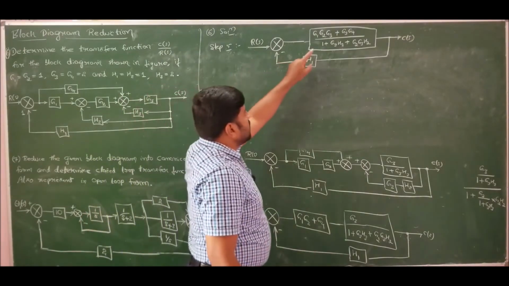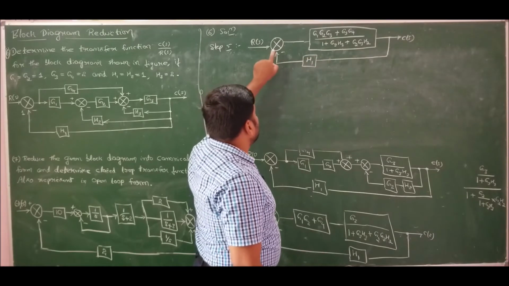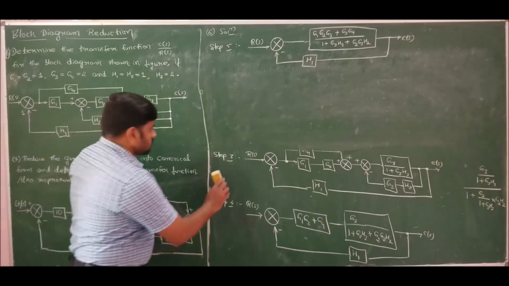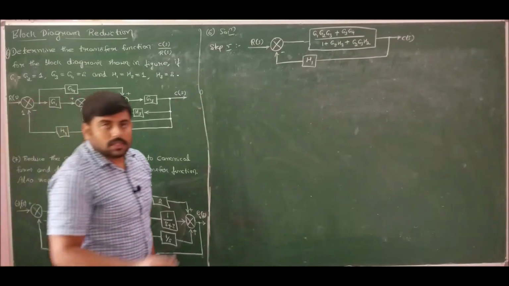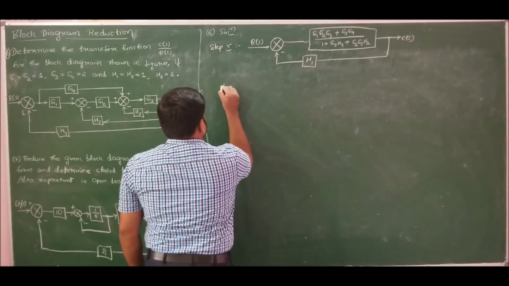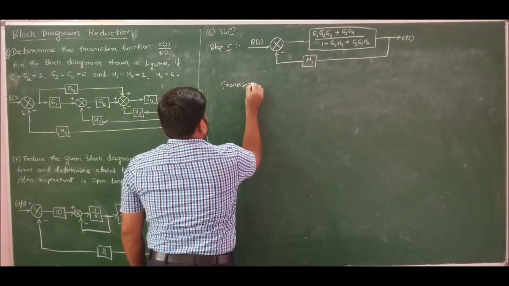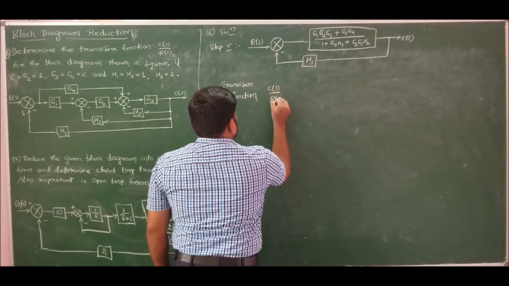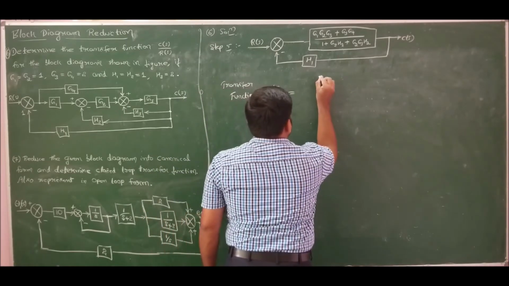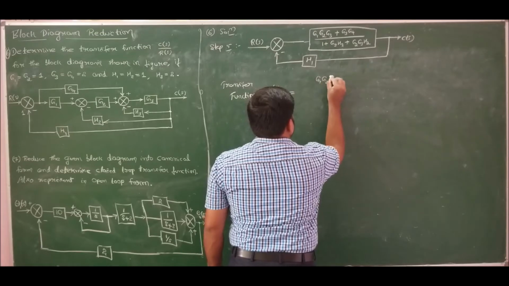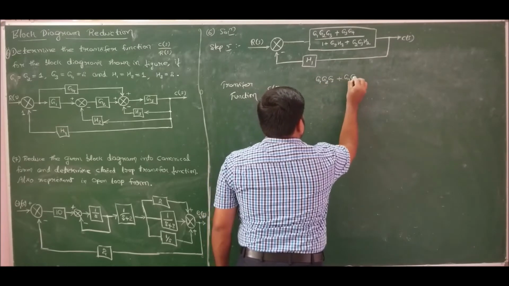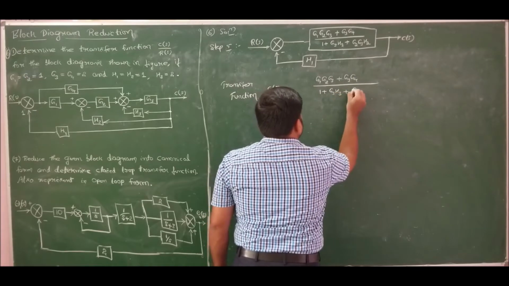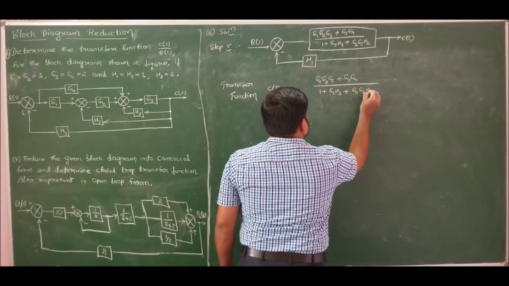That is, the forward path has only one block, and the feedback path has only one block. We have one summing point and one takeoff point. Now I can find the transfer function. Therefore, the transfer function C of S by R of S is equal to G of S, G1 G2 G3 plus G3 G4, divided by 1 plus G3 H3 plus G2 G3 H2.